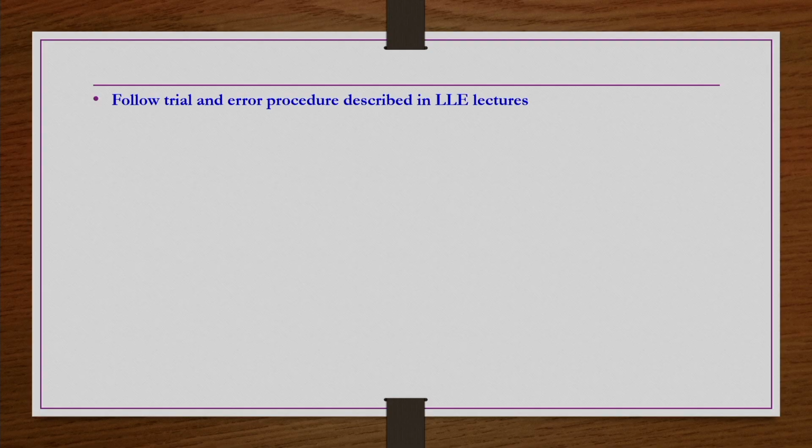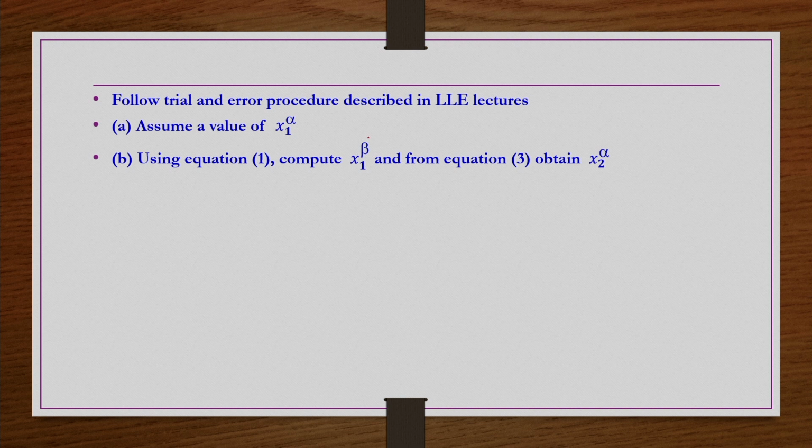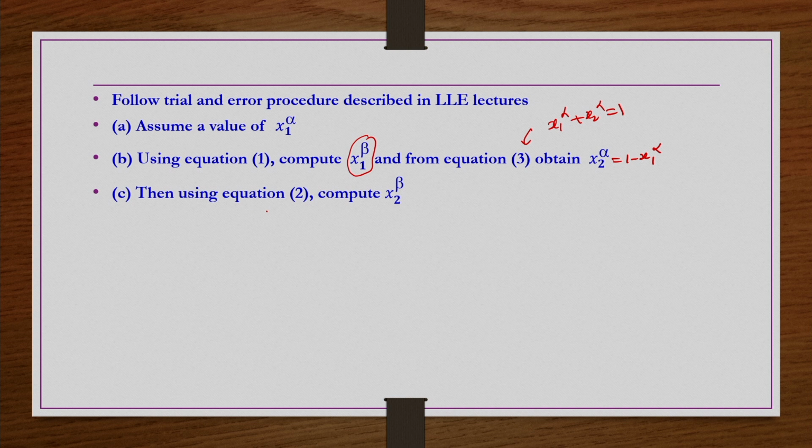So, the same thing we are going to follow here again. Follow the trial and error approach described in the LLE lectures, that is, first assume a value of x1 alpha, then solve equation number 1 to get x1 beta, and then equation 3 is nothing but x1 alpha plus x2 alpha is equal to 1. So, x1 alpha we have already assumed, so x2 alpha you can find out, it is 1 minus x1 alpha. So, that is x2 alpha. Once you know x2 alpha, using that x2 alpha you can solve equation number 2 to get x2 beta.